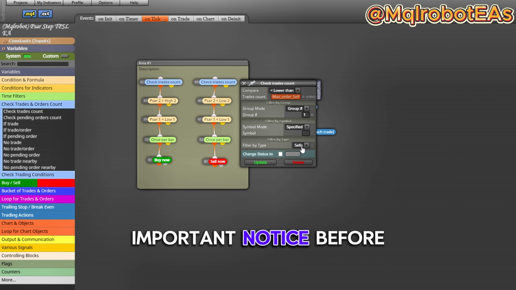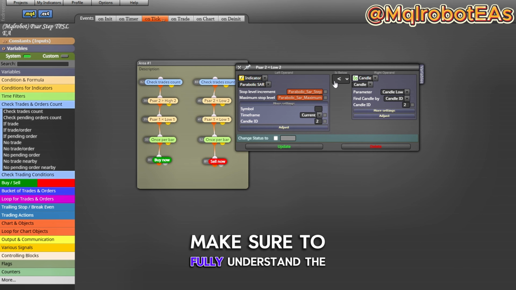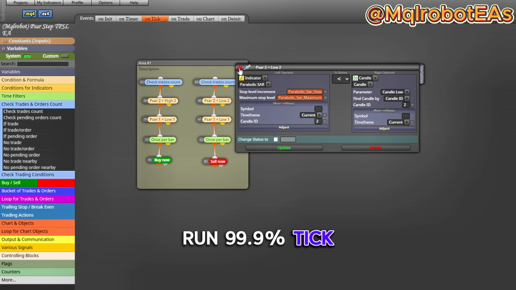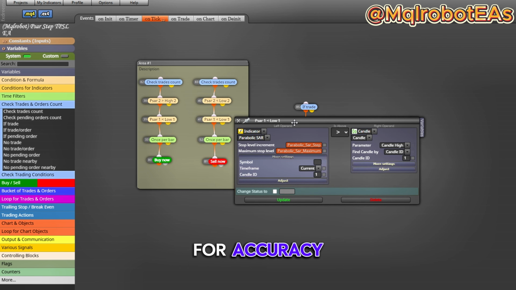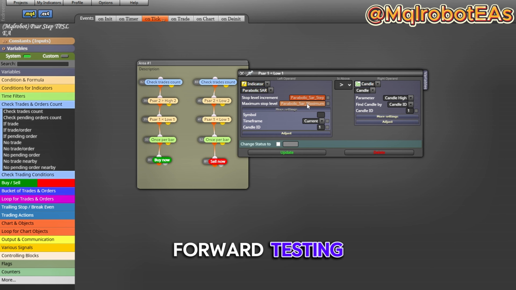Important notice. Before using this EA on a live account, make sure to fully understand the trading logic, perform a risk analysis, and run a 99.9% tick data backtest for accuracy. Always use proper risk management and forward testing.